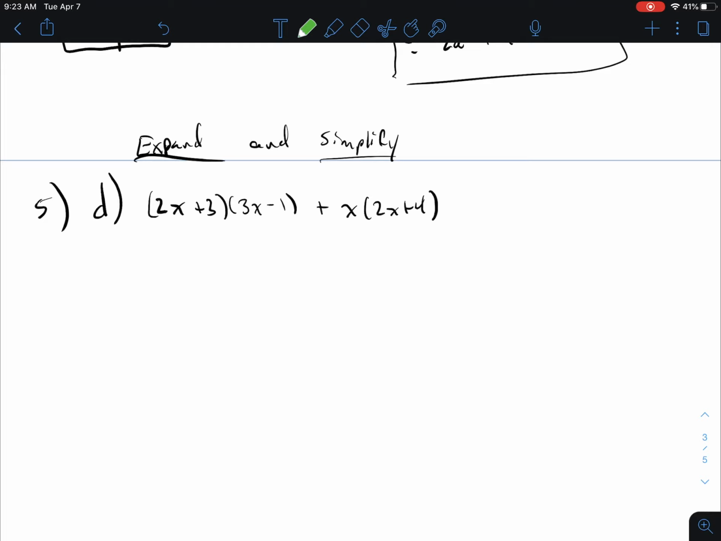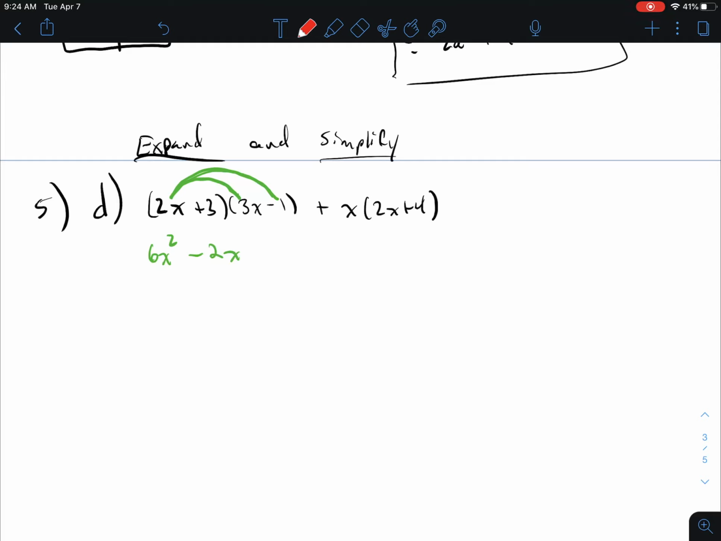You can do FOIL, you can do expansion on the first one because you get 2 binomials, right? So 2x multiplied by 3x and 2x multiplied by negative 1. Let's do that first. 2x multiplied by 3x is going to be 6x squared. That's from the first one. And the second one is from 2x multiplied by negative 1, which is going to be minus 2x.